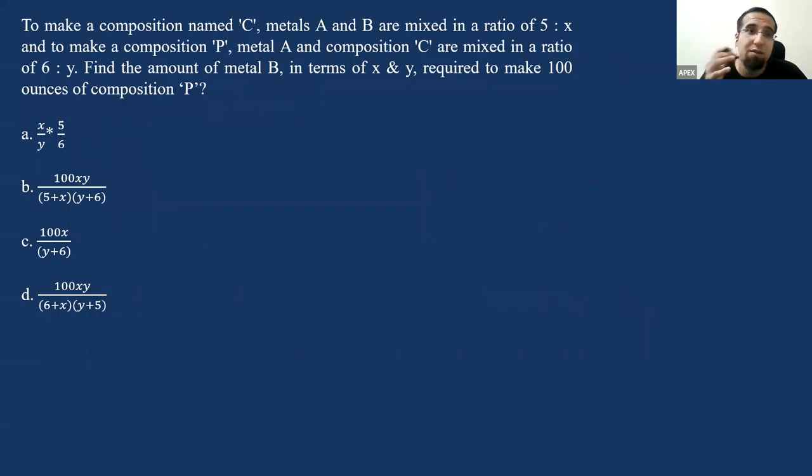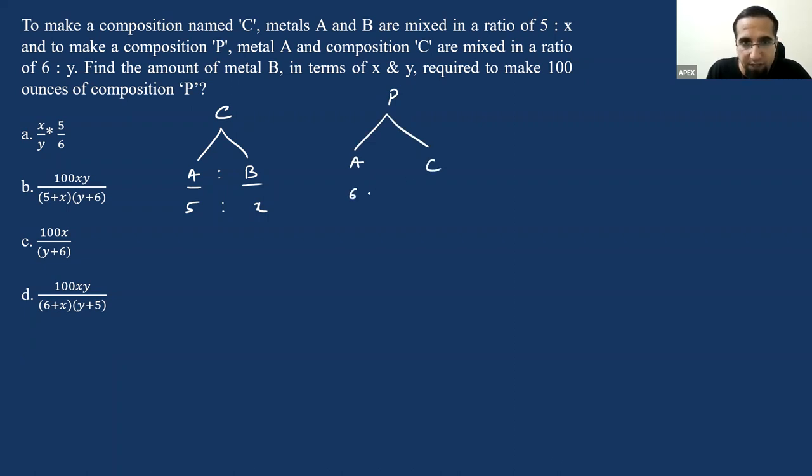Now, this again comes under the concept called unitary method. Very easy question. They just made it slightly complicated. Let's see. To make a composition C, A and B are mixed in the ratio of 5 is to X. Now, to make a composition P, A and C are mixed in the ratio of 6K. Let's say this is YK. And I know C low, the ratio of A and B is in the ratio of 5:x.